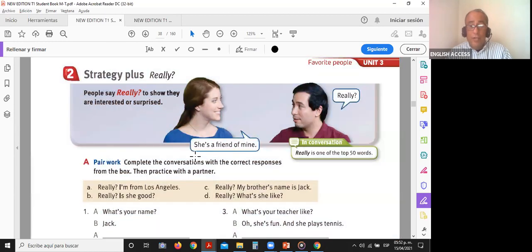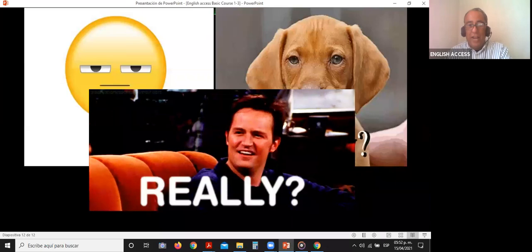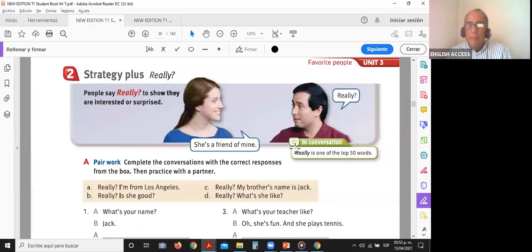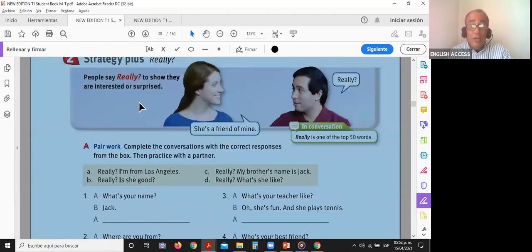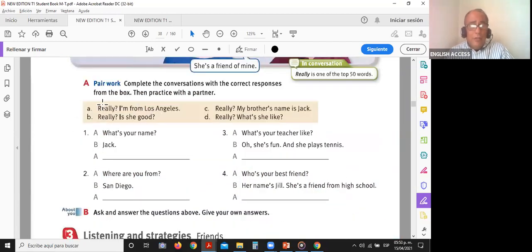Very good. For example, here, she's a friend of mine. Really? Like I show you right here. Really? Your friend? Okay. Remember this. Really is one of the top 50 words in English vocabulary. And this shows interest or surprise. In this part of the lesson, you are going to complete the conversations with the correct responses. And then we are going to practice.